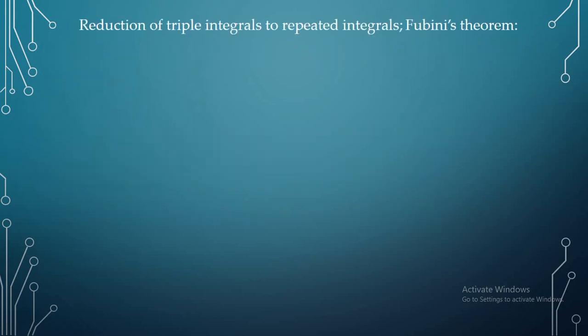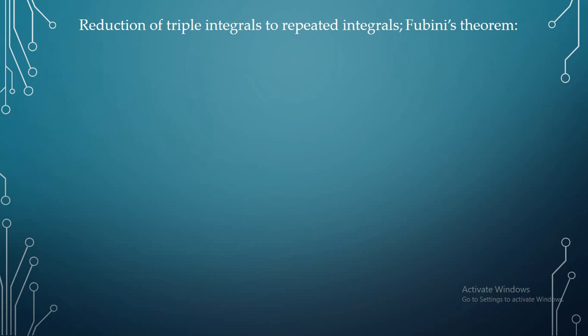Now in the next part we'll see how to reduce a triple integral to a repeated one, like the previous case in double integrals. In double integrals also, you converted the double integrals to repeated integrals, then you solved them. Here also we'll reduce these triple integrals to repeated integrals and solve them. For that, you first have to see what the existence theorem is.